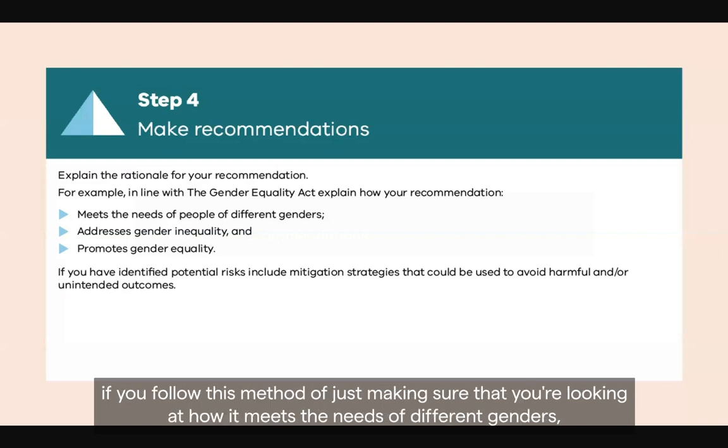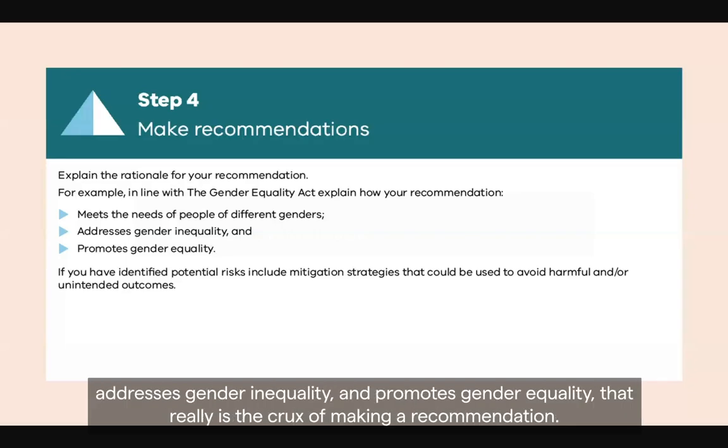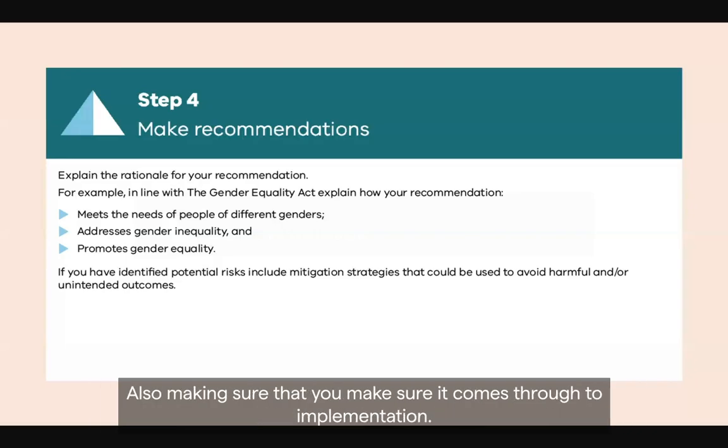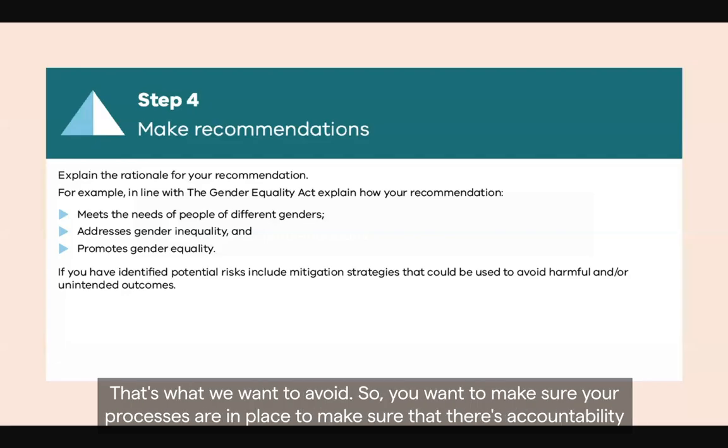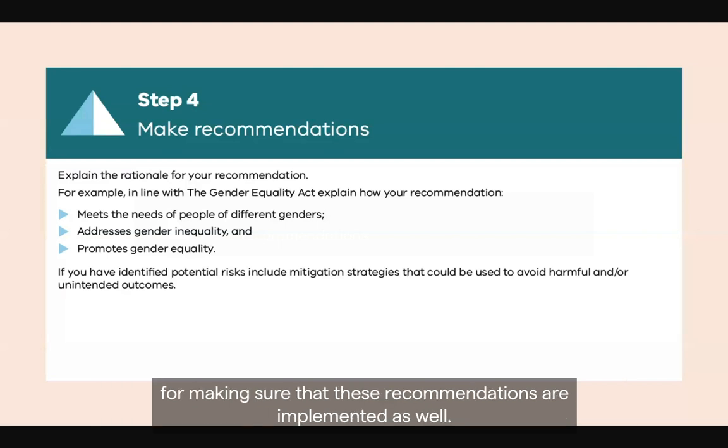If you follow this method of just making sure that you're looking at how it meets the needs of different genders, addresses gender inequality, and promotes gender equality, that really is the crux of making a recommendation. Also making sure that it comes through to implementation. So it's not enough to just have recommendations piling up on your desk and say that you've done a GIA. That's very tick a box. It's what we want to avoid. So you want to make sure your processes are in place to make sure that there's accountability for making sure that these recommendations are implemented as well.